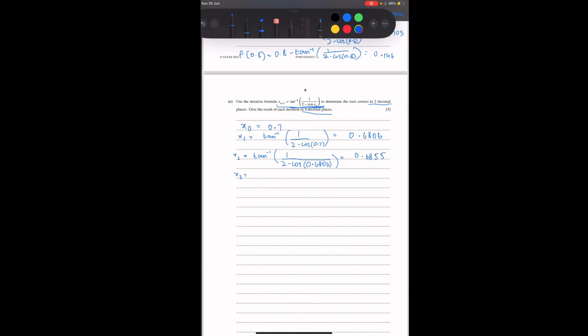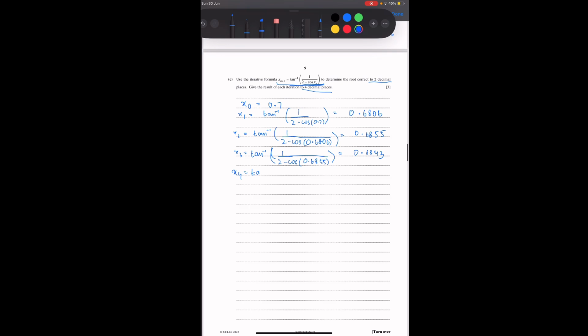Now x3, tan inverse of 1 upon 2 minus cos of 0.6855, and it's 0.6843. x4, tan inverse of 1 upon 2 minus cos of 0.6843, is 0.6846. And now the root x is equal to 0.68, and 0.68 is our final answer.